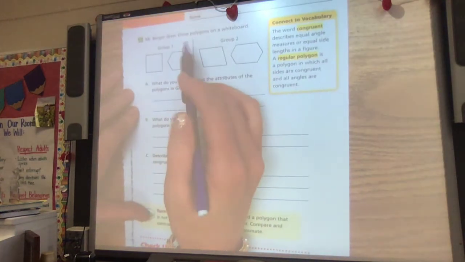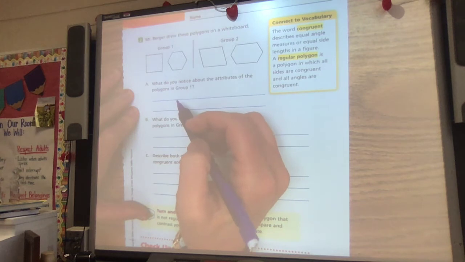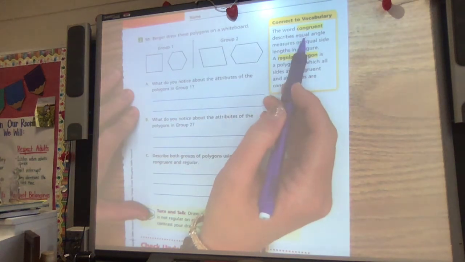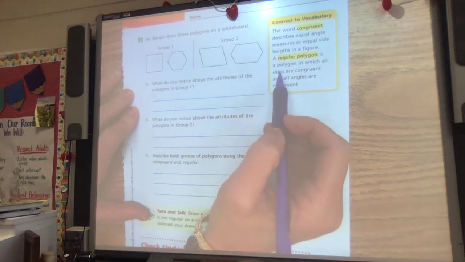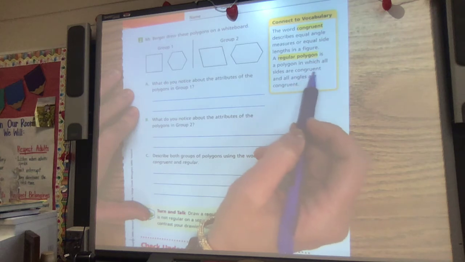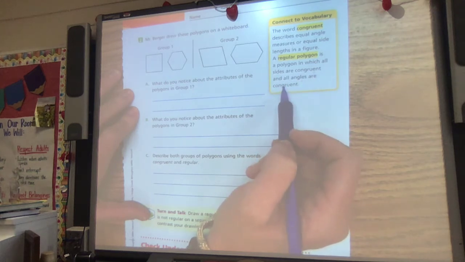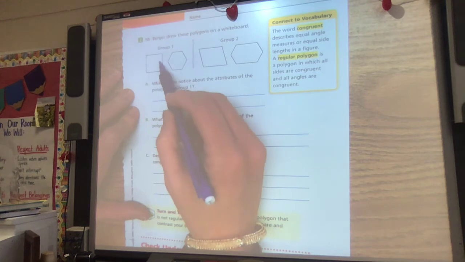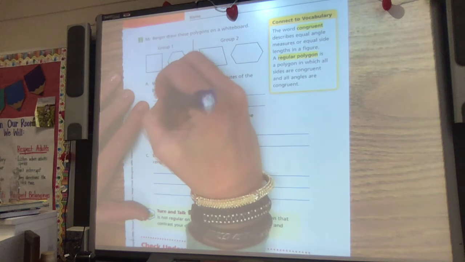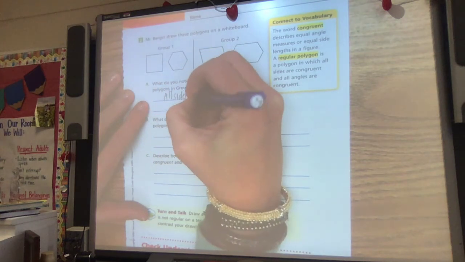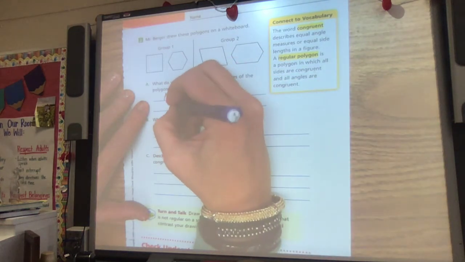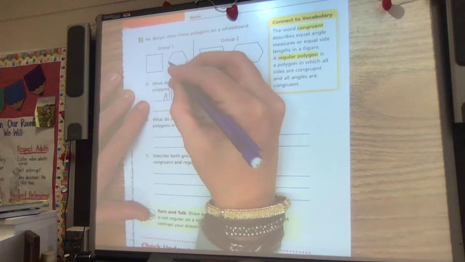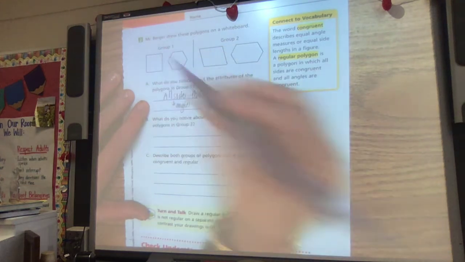Number 2, Mr. Berger drew these polygons on a whiteboard. Now the word congruent means equal angle measures or equal side lengths. And a regular polygon means it has all sides that are equal or congruent and all angles. So what do you notice about the attributes of group 1? You might notice that all the sides seem to be the same length. And the angles. This angle looks like that angle, that angle, that angle. Those we know are all right angles.